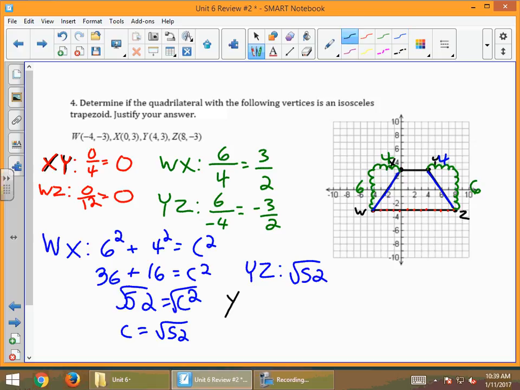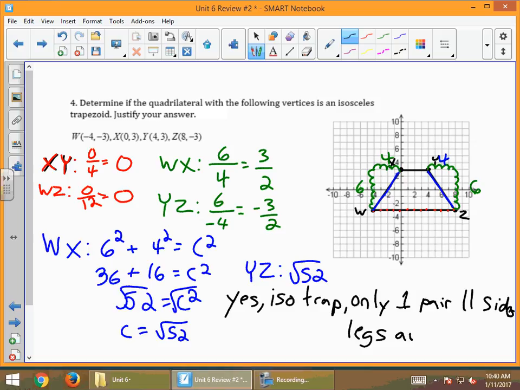And I'd say yes, it's an isosceles trapezoid, because I have only one pair of parallel sides, and the legs are congruent. Reasoning: show one pair of sides parallel, and figure out those other sides are the same. Questions with those?